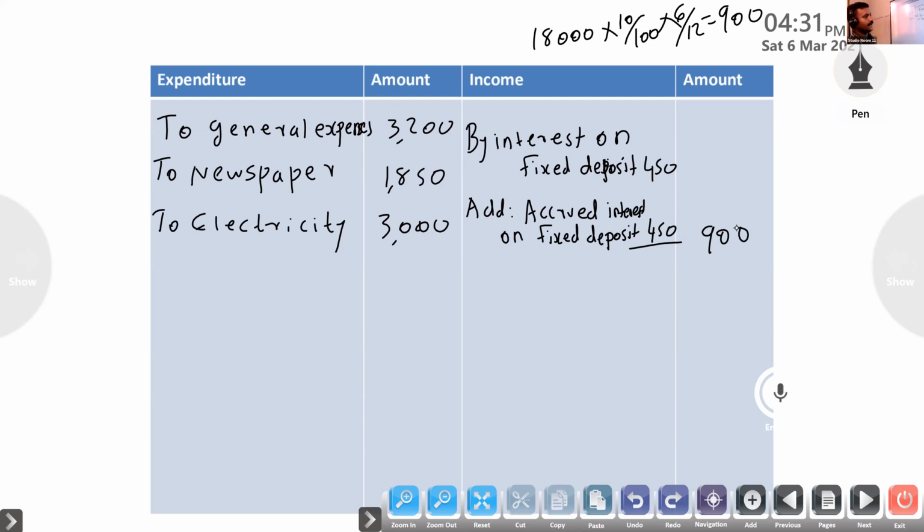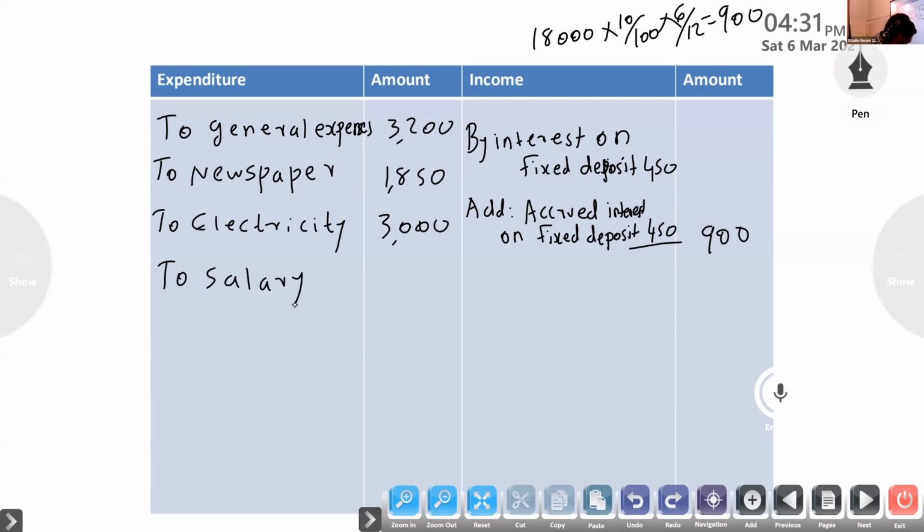Next one, books. Femina, books. Expenditure or asset? Sir, asset. Correct. Asset only. Yesterday also I asked the same question. So books asset. Next salary. So everyone knows that is expenditure.